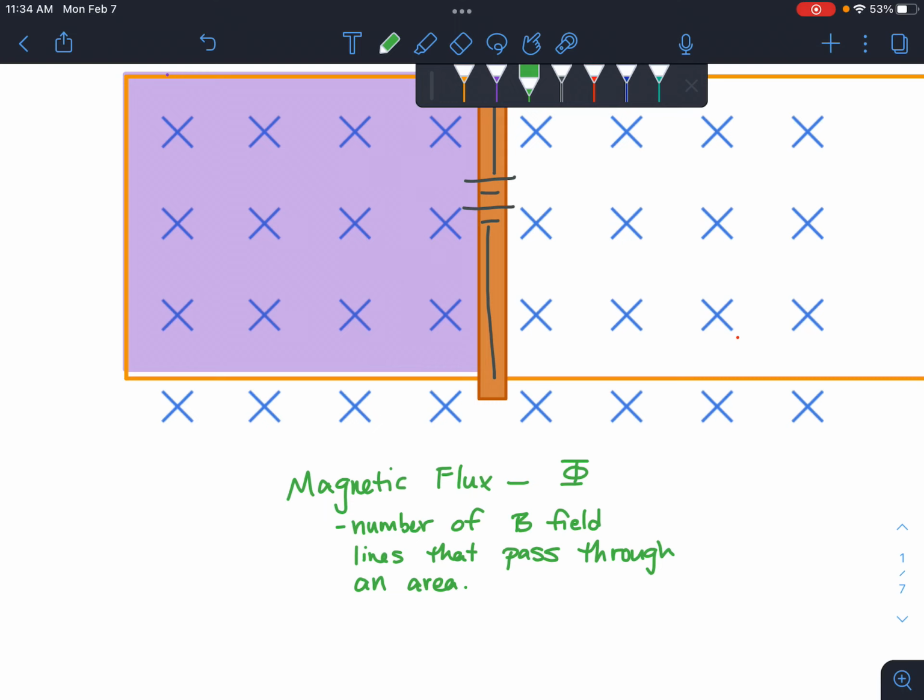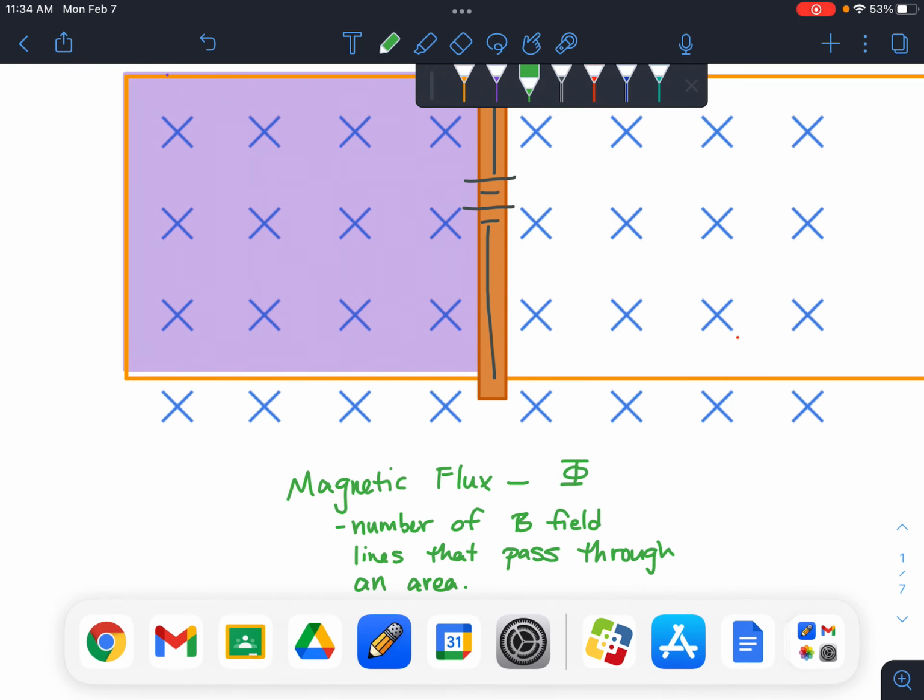As that rod moves to the side, then it's going to be allowing more and more magnetic field lines to pass through that area that is defined as the area within the two wire rails that are horizontal and that vertical bar that's moving to the right. And so that's the connection here. That's what Faraday's law is talking about. It talks about magnetic flux. So let's take a little bit closer look at magnetic flux.